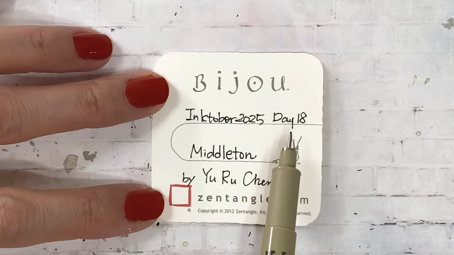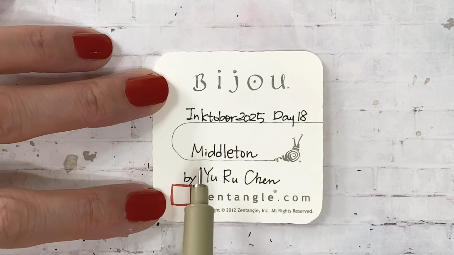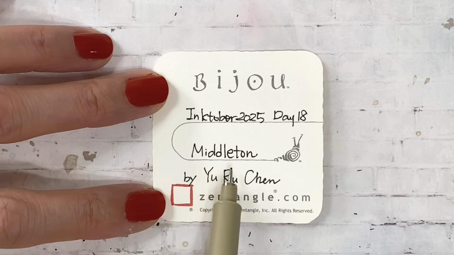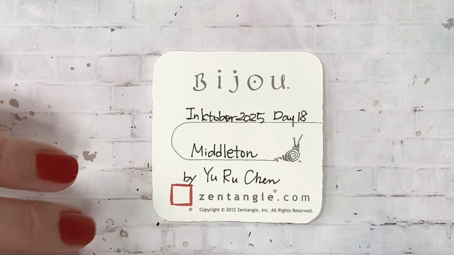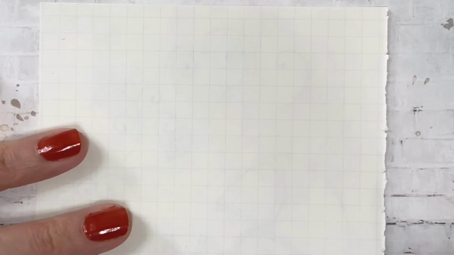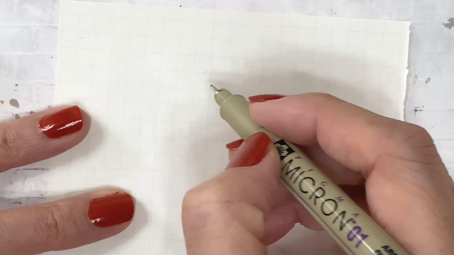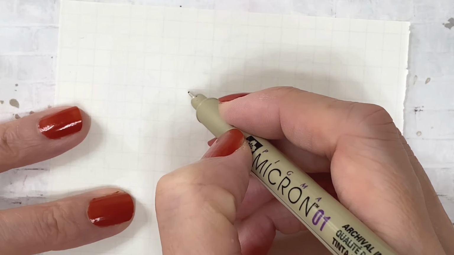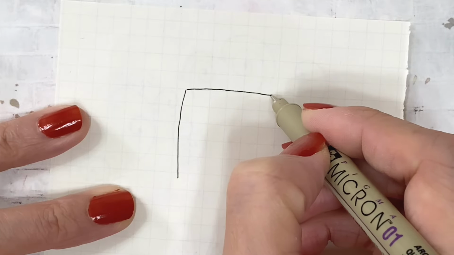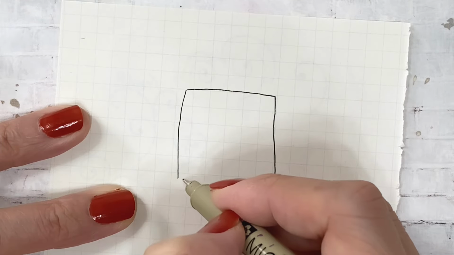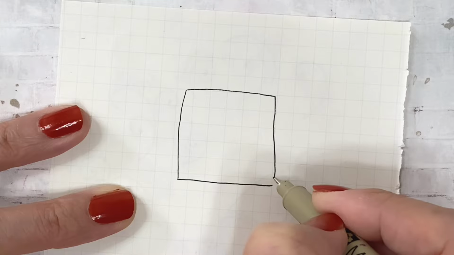Today is day 18 of Inktober 2025. Today's tangle is Middleton by Yu Ru Chen. So as usual, I am going to show you the step out for this tangle. The link to the step outs is in my show notes. You can follow Stephanie's link, the list of Inktober 2025 tangles.